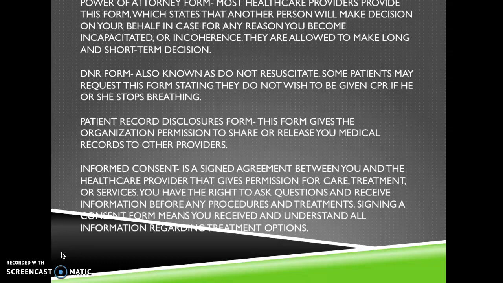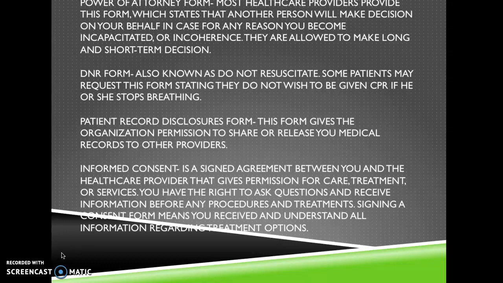DNR form. Also known as do not resuscitate. Some patients may request this form stating they do not wish to be given CPR if he or she stops breathing. The patient's record disclosure form. This form gives the organization permission to share or release your medical records to other providers.